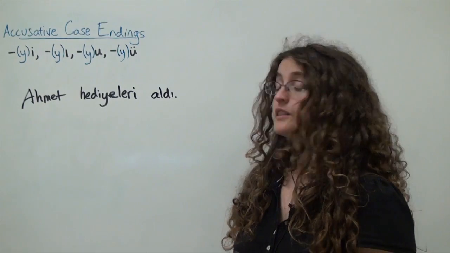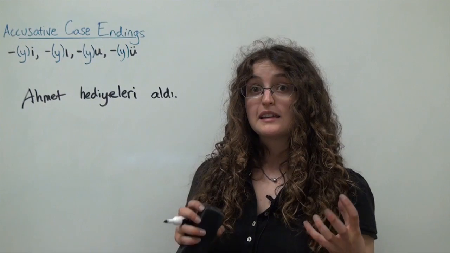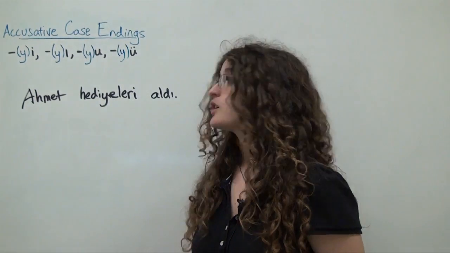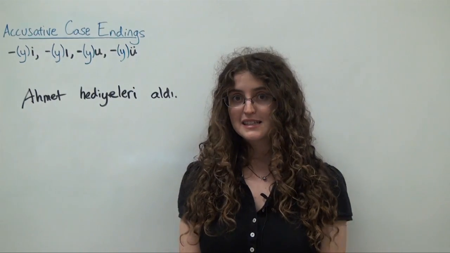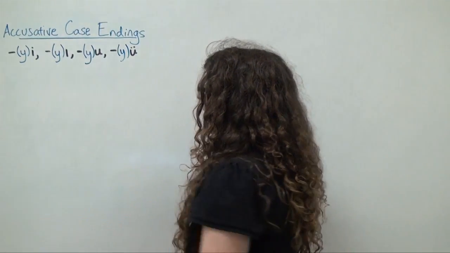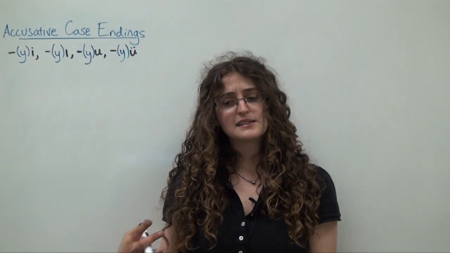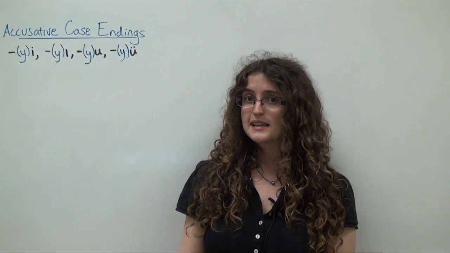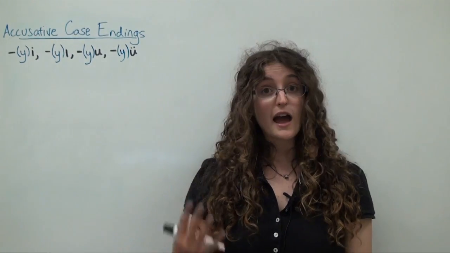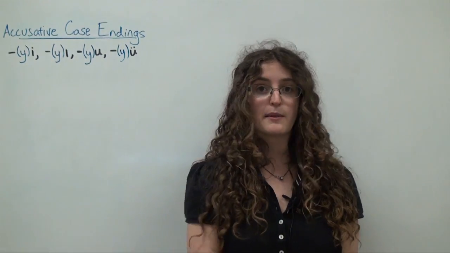Now, there are certain situations where it is required that you use the accusative case ending for your direct object. Let's take a look at what some of those situations are. Remember, how do we decide what kind of direct object does and doesn't need an accusative case ending? We look at whether or not it's specific and definite. Of course, any proper noun must be specific and definite. It's the name of a place or the name of a person.